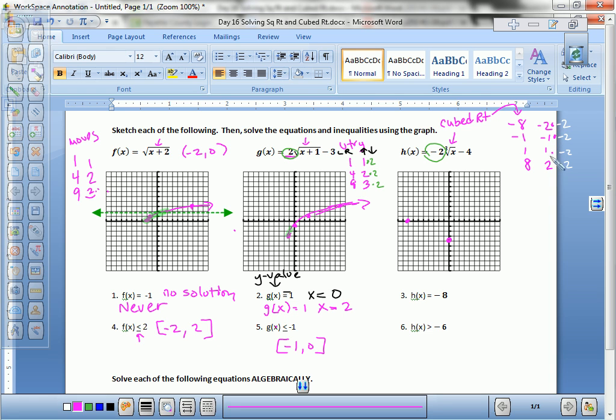Alright, so we're multiplying all those by -2. So we went left 8, up 4. So we would go left 1, up 2. Right 1 and down 2. And right 8 and down 4.